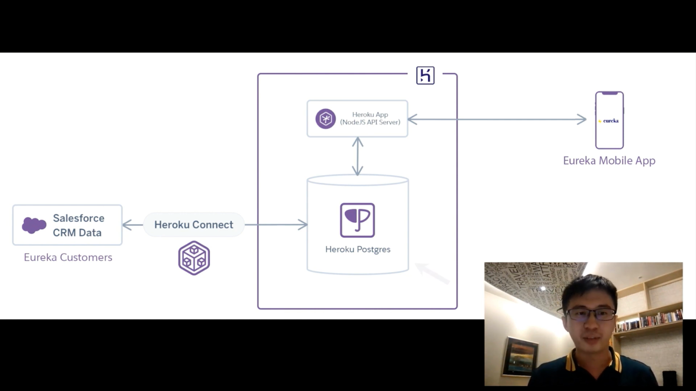And then secondly, we have the Heroku app, which is actually an Express JS app, which serves as an API interface for interacting with the data in the Heroku Postgres database. And finally, we have the Axios library that I've put into my mobile app, which is typically used to send and retrieve data from the Heroku Postgres database via the Heroku app.